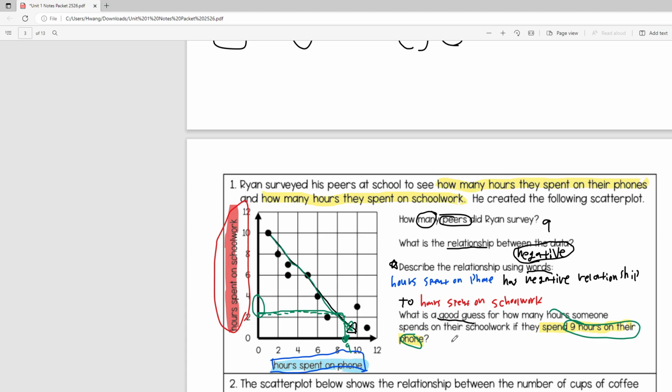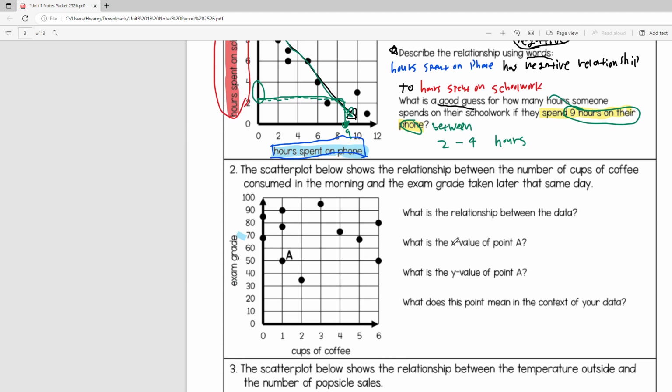So I can write my answer as between 2 to 4 hours. So this is the first example of a SOL question that uses scatter plots. We have 2 more examples to go, and let's go.